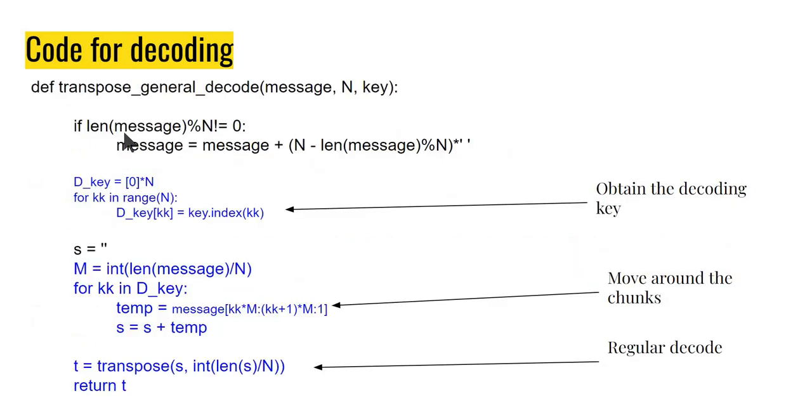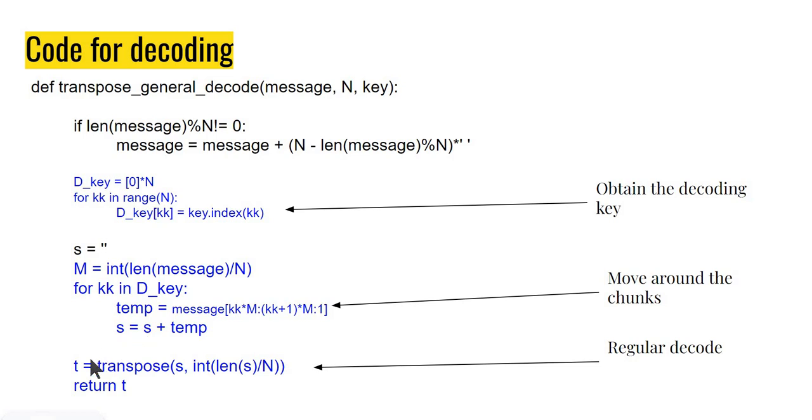So I'm just going to create a new function called decode, say general, transpose general decode. First thing first, of course, I generate my decoding key. Given the key available to me, I just generate the decoding key. I rearrange my message. Now notice here the slicing. I'm going from kk times m to kk plus 1 times m, because these are contiguous chunks that are being moved around, right? And the step here is 1. m is, let's say, length of message by n, because that is the length of each chunk.